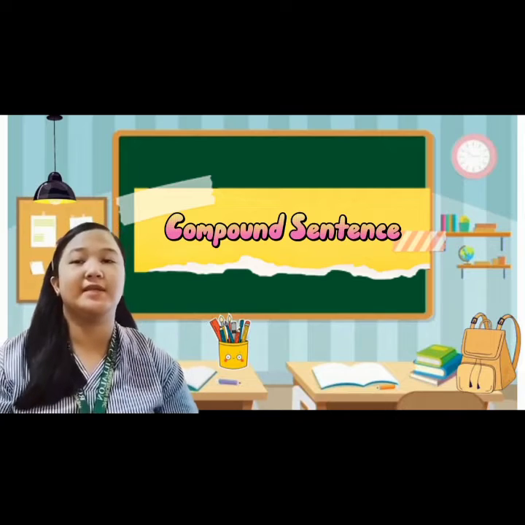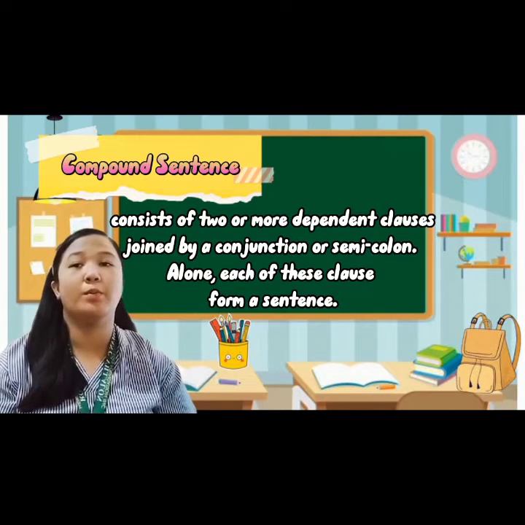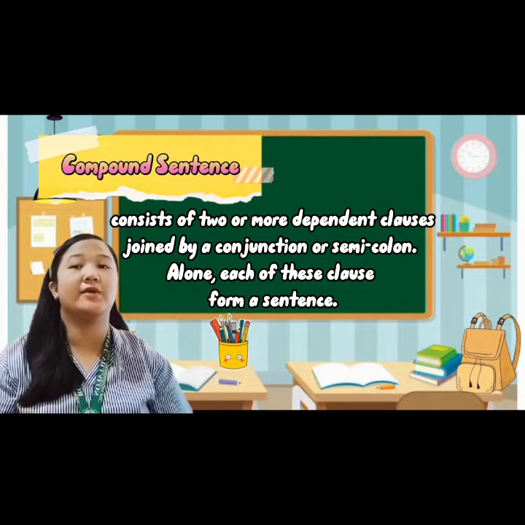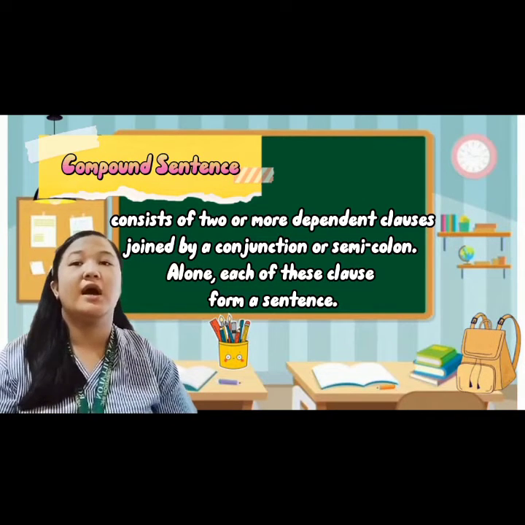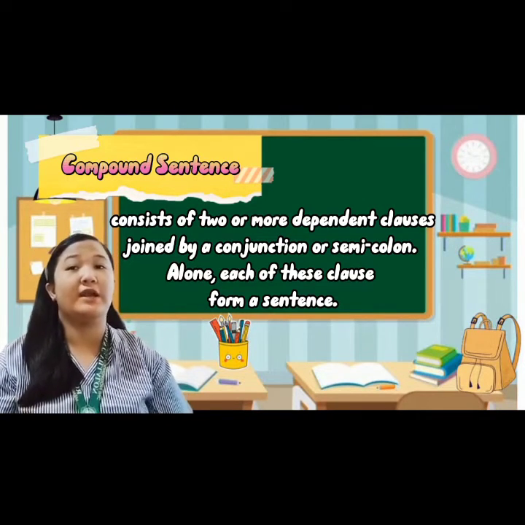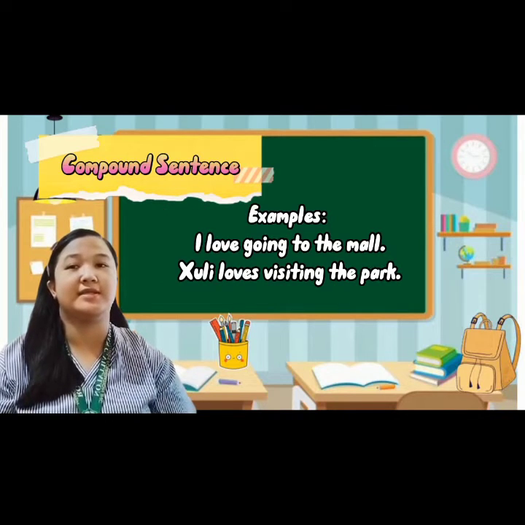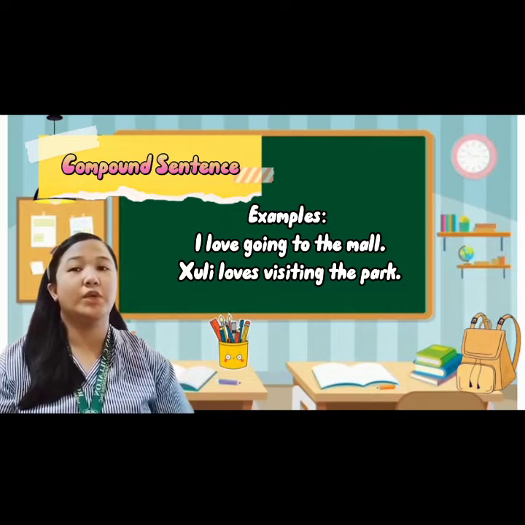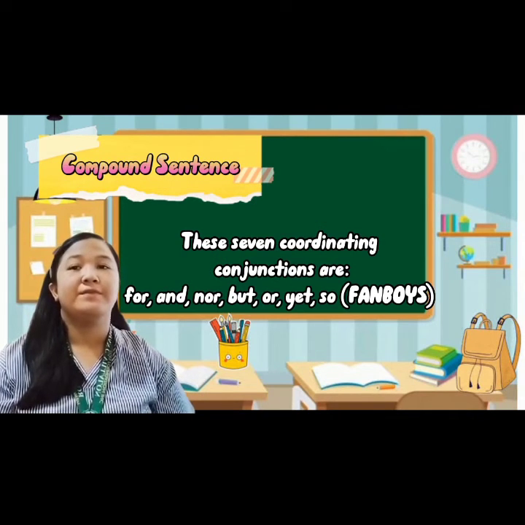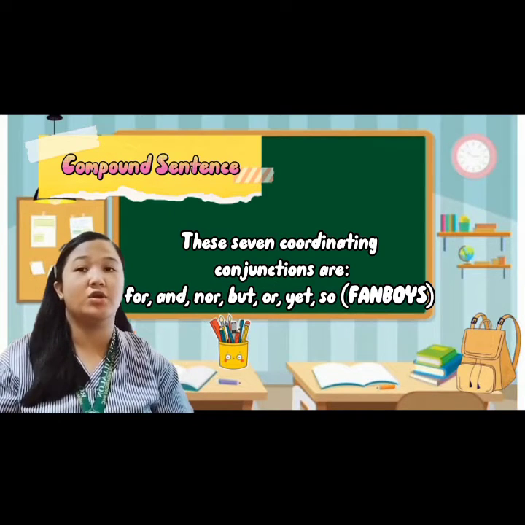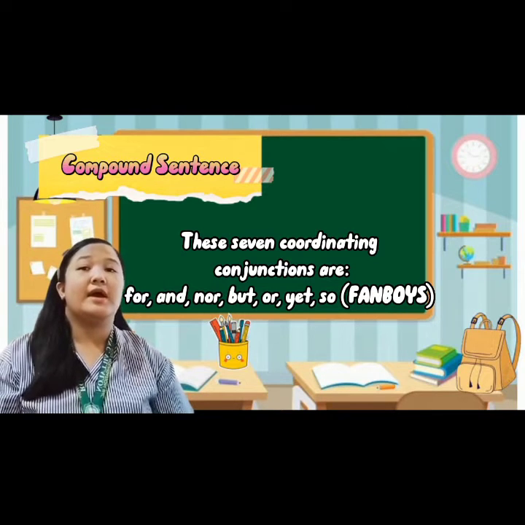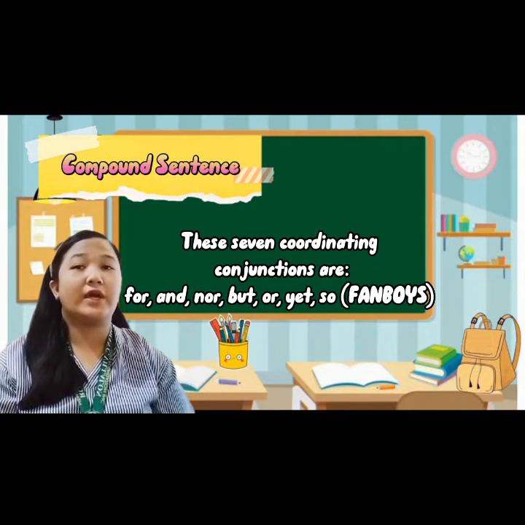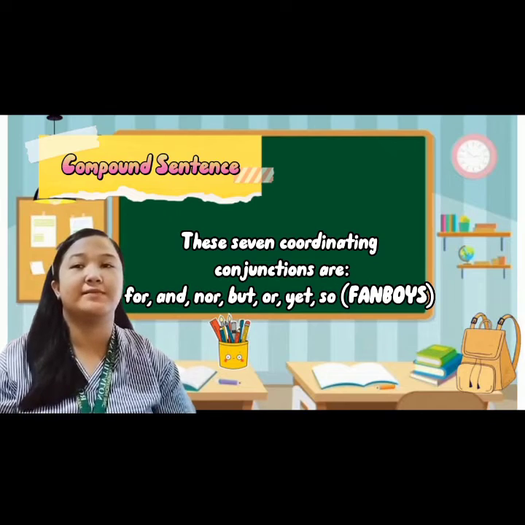The compound sentence consists of two or more independent clauses joined by a conjunction or semicolon. Alone, each of these clauses forms a sentence. Examples is, I love going to the mall. Sully loves visiting the park. These are the coordinating conjunctions: for, and, nor, but, or, yet, and so. And we can call them as fanboys.